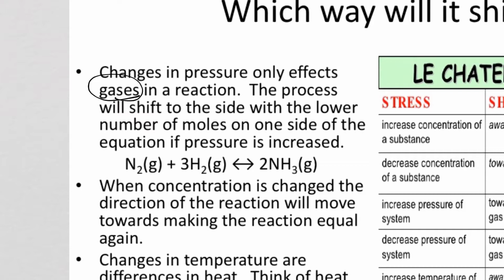So if we were to increase the pressure of gases in a container, the easiest way to do it would be to decrease the volume. When you decrease the volume, the pressure goes up. So in looking at the number of moles, on the left side, the total is 4 moles, or 3 plus our 1. On the right side, there'd be 2 moles.